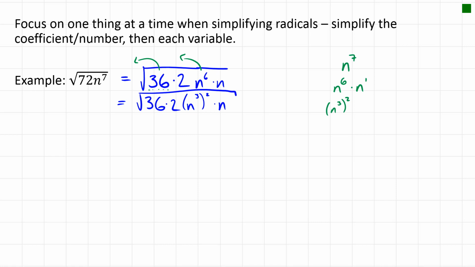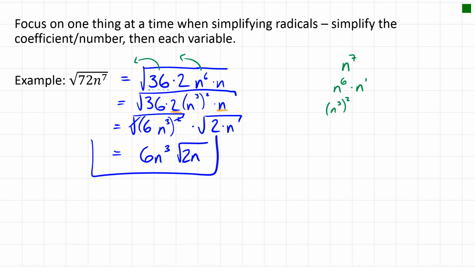And so now I have the square root of 36, which is 6 squared, and n cubed, also squared, and I have left over 2 times n inside the radical. Those are the guys that I just could not pull out, 2 and n, because there was no perfect square part of them. So left over here is 6n cubed square root 2n. That's my simplified expression.